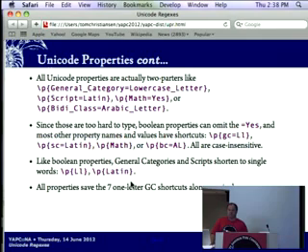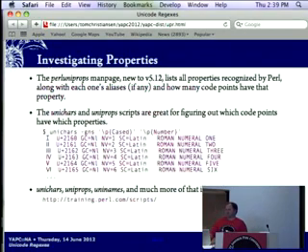How do you find out what properties a code point has? How do you find out all the Unicode properties? There's a man page, perluniprops, that lists all the properties that Perl recognizes. It doesn't list each code point and what all its properties are. That's a different problem. For that, I wrote a program.